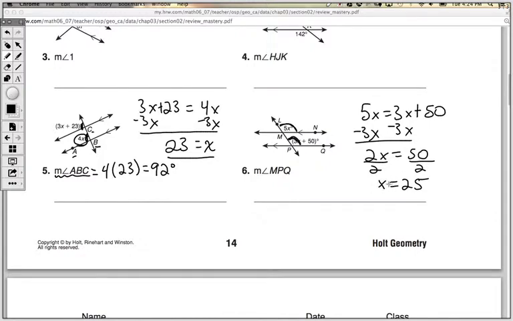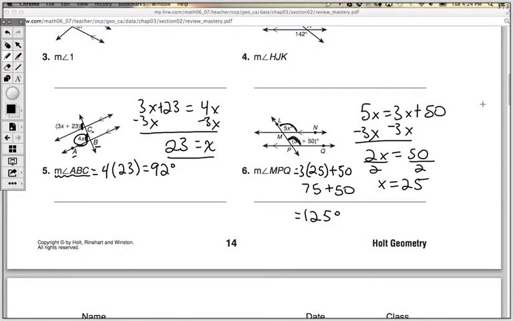Almost. Now we've got to take that information and plug it back in. So we're going to take this x and put it into that 3x plus 50, because the measure of angle MPQ is 3 times 25 plus 50. Okay, so that's 75 plus 50, so we got 125 degrees. There you go. Piece of cake.